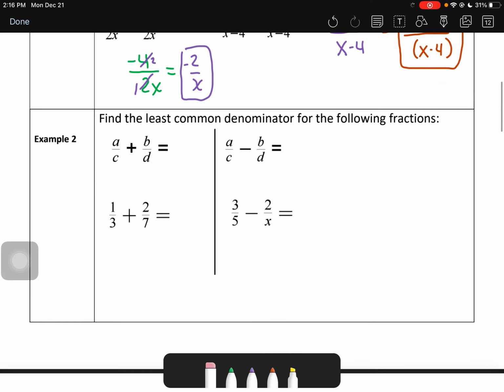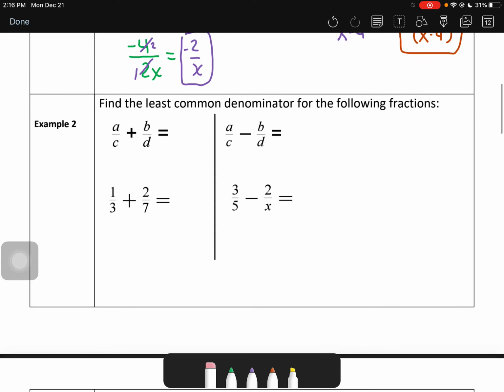Now, when we are looking for the least common denominator for a fraction, generally what we've done in the past is multiply both of the denominators together to find our common denominator. So we'd have 1/3 plus 2/7, and we know that we want a denominator of 21. So what do I multiply by 3 to get 21? I multiply by 7, and if I multiply the denominator by 7, I multiply the numerator by 7.